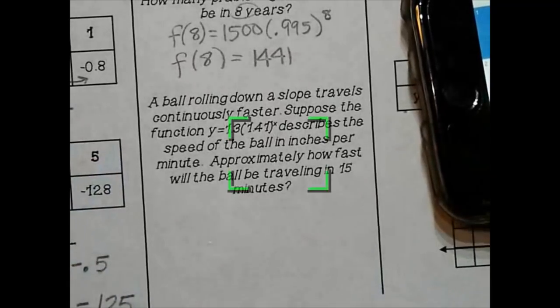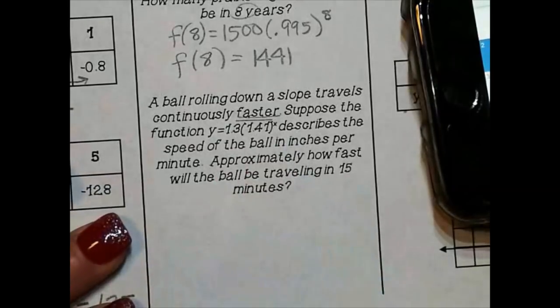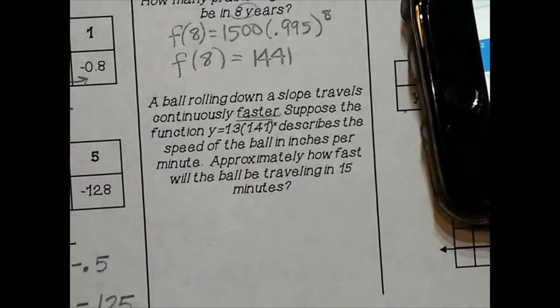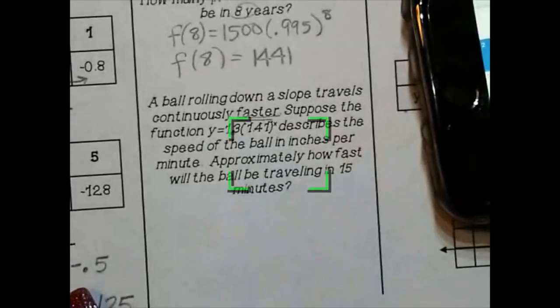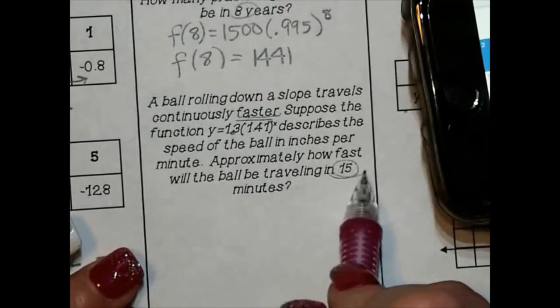A ball rolling down a slope travels continuously faster. So if it says faster, that's your key that this number is going to go up. Suppose the function is y equals 1.3 times 1.41 to the x power. This describes the speed of a ball in inches per minute. Approximately how fast will the ball be traveling in 15 minutes?